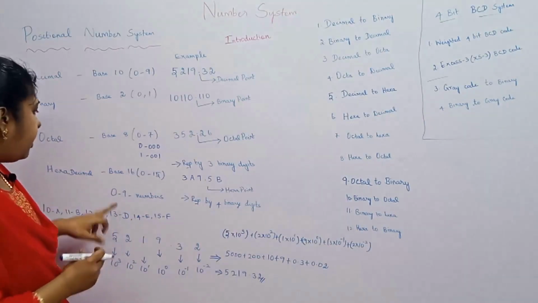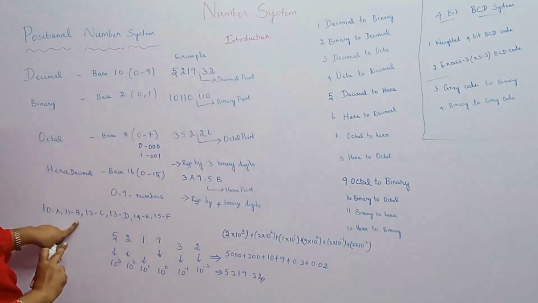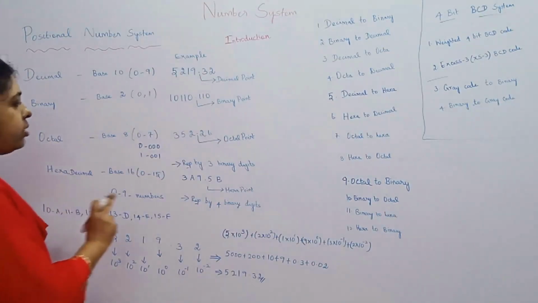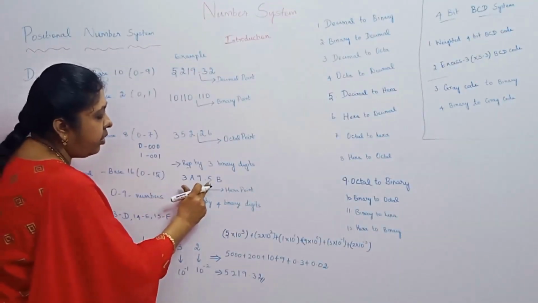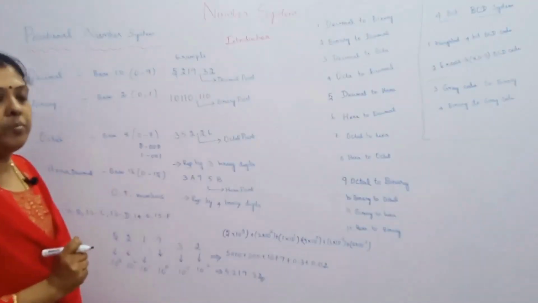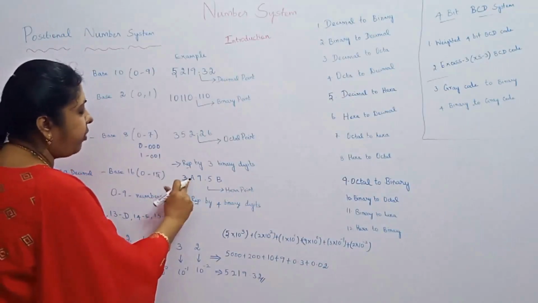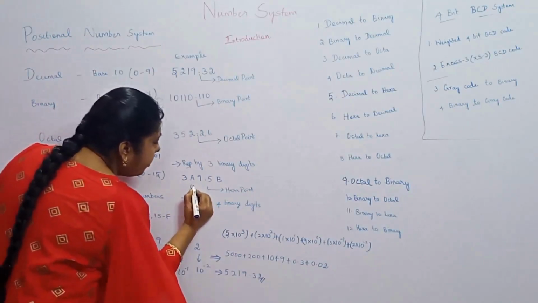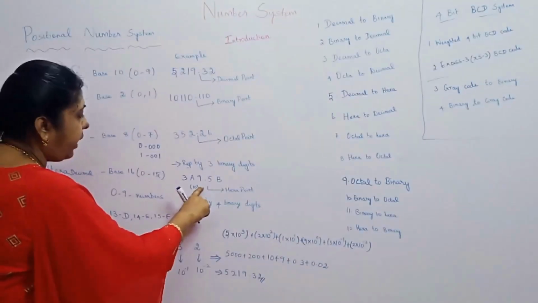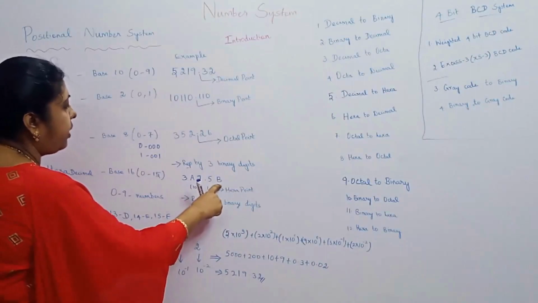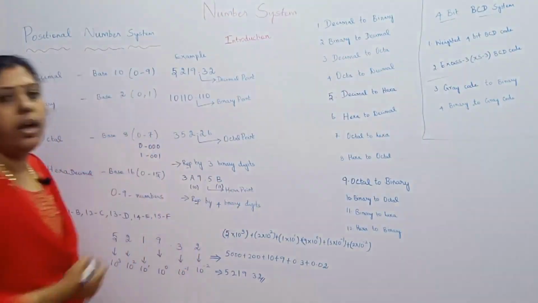And for numbers more than 9, we have to represent them with alphabets: 10 as A, 11 as B, and so on. Here comes the example 3A9.5B. How does it represent? For 3 it is 3 only, for A it represents 10, and in 9.5B, B represents 11.